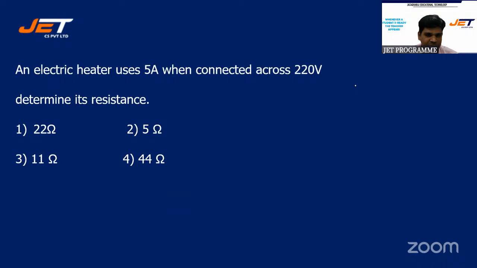An electric heater uses 5 amperes when connected across 220 volts. Determine its resistance. Ohm's law is used, students. An electric heater uses 5 amperes when connected across 220 volts. Determine its resistance.